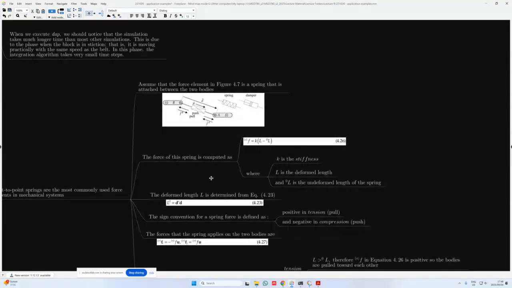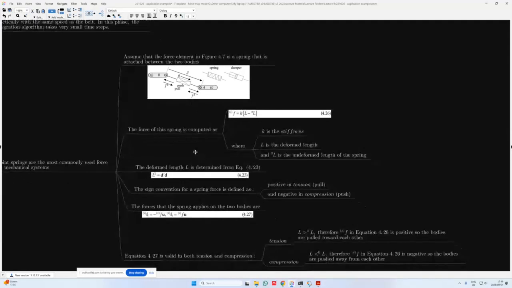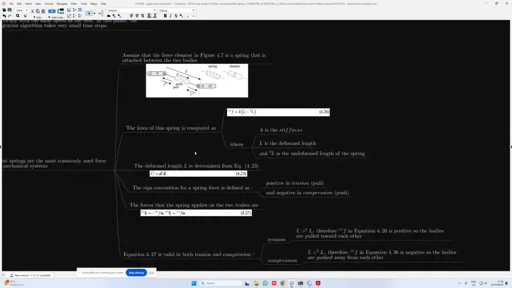And the deformed length L is then also determined from equation 4.23. So we simply vectorize L squared, and that is equal to D transpose multiplied by D. So L, which is the distance between points B and A, is then equal to the square root of this D transpose D. So we just multiply the vector with itself, and then we end up with a scalar value, which is equal to L squared.